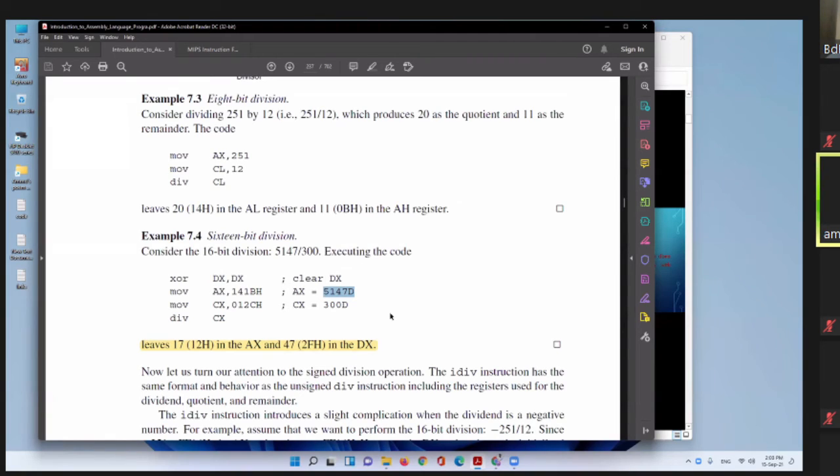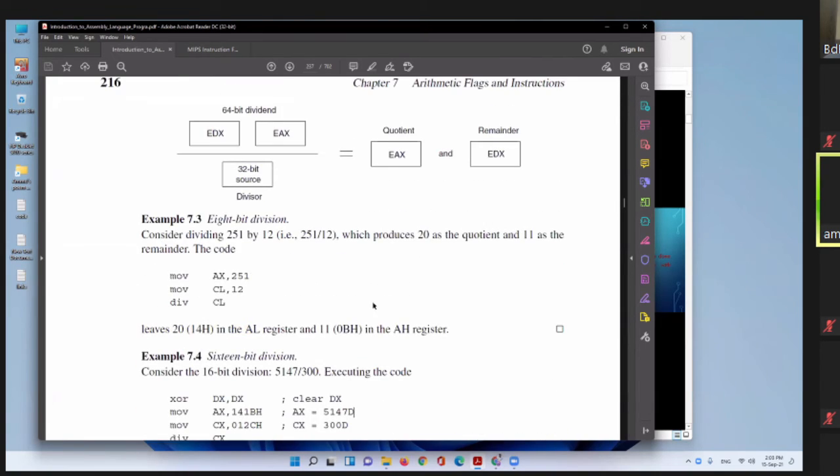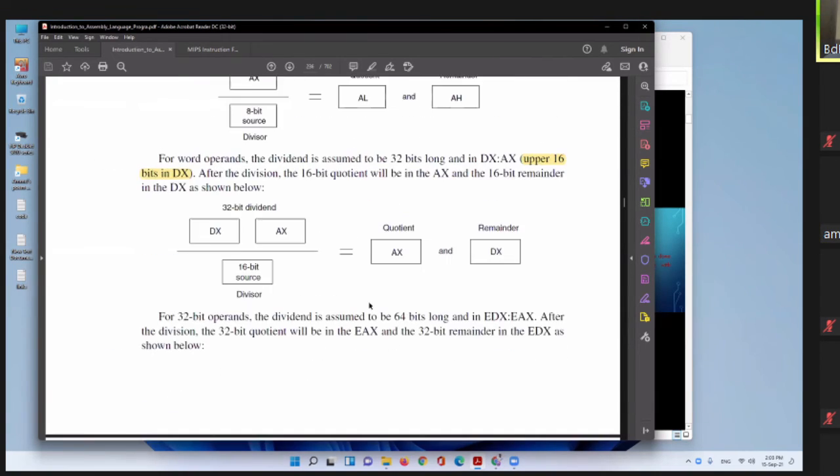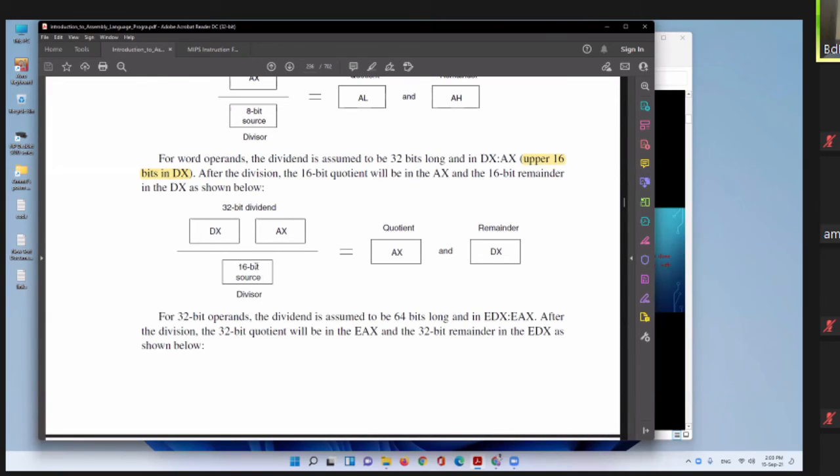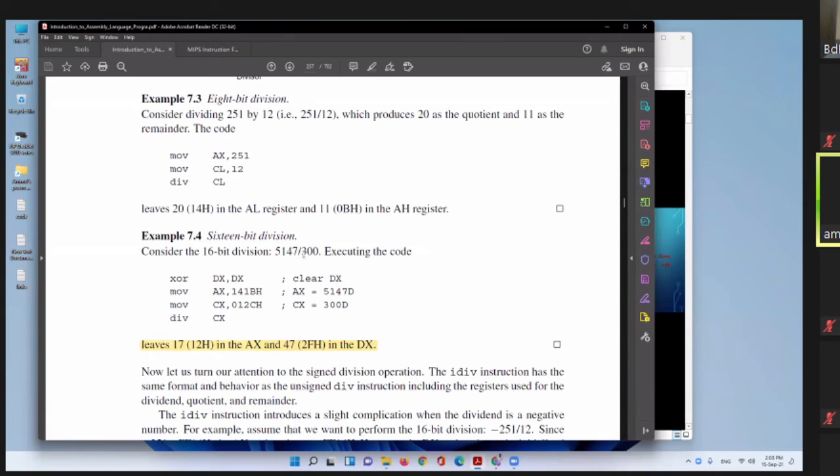Then, sir, how can we assume whether it is 16-bit division or 8-bit division? Will it be stated in the question? Okay, let me explain. Look at the 8-bit division. In the 8-bit division, look at the source. What is the size of the source? 8-bit, right? What is the size of the source in the 16-bit division? 16-bit. So look at the question. What is the divisor? 300, right?